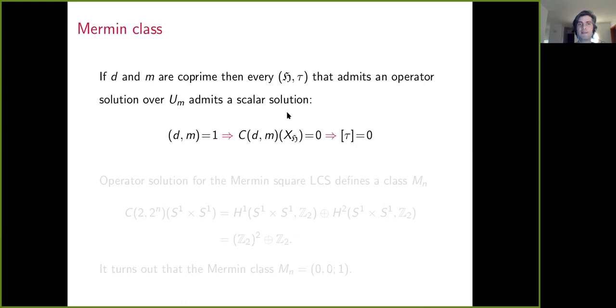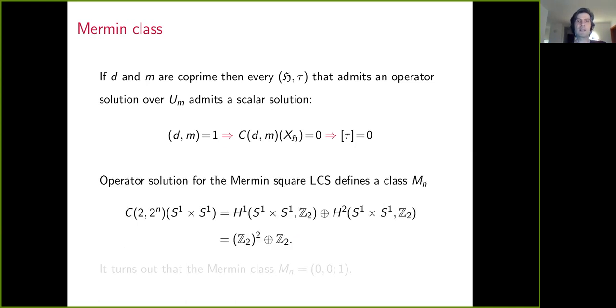And this being 0 means that there's a scalar solution. So there's a different way of proving this result, but it immediately follows from this computation of the CDM cohomology of a space. So that's why I'm presenting this. So let's go to the Mermin class.